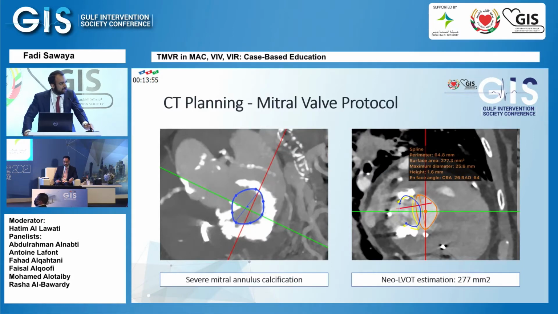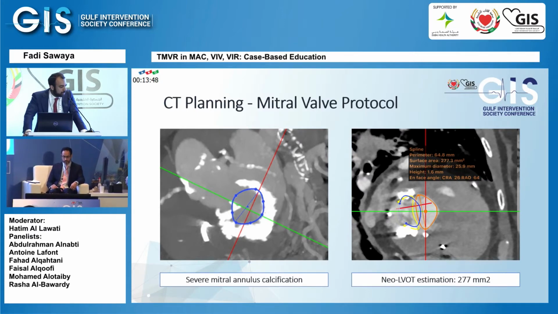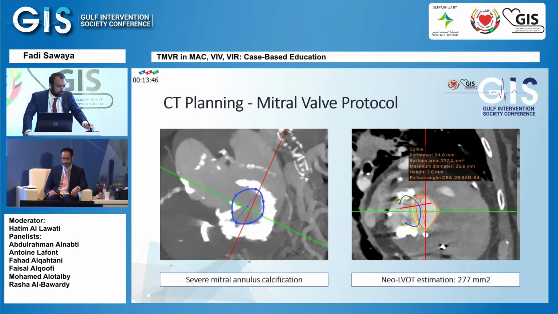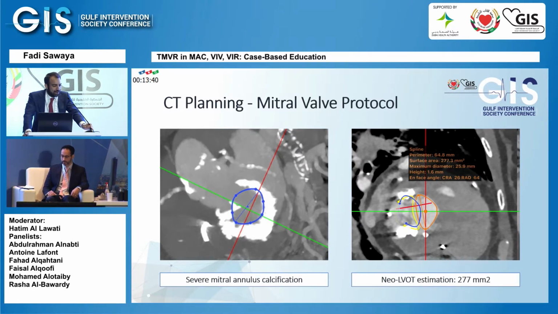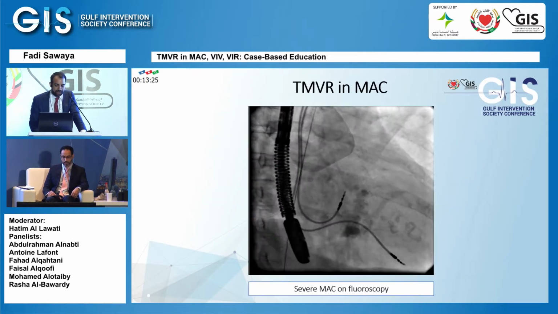This was her CT analysis that showed almost 360 arc of very dense calcium. And from the measurement, if you want to do TMVR and MAC, it's very important to calculate your neo-LVOT. And we had a neo-LVOT here adequate of 277. So given her age, her multiple comorbidity and frailty, we decided to plan for a transeptal TMVR and MAC, and her size was for an Edwards Sapien 26.